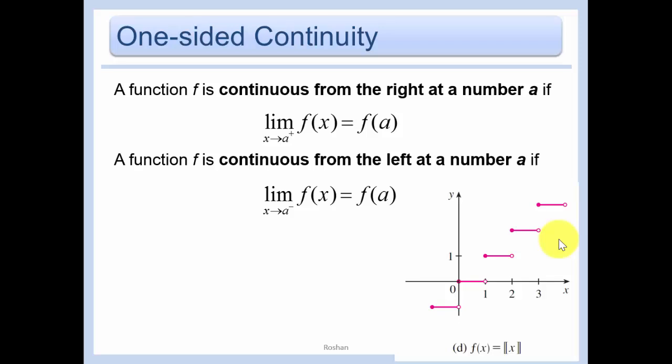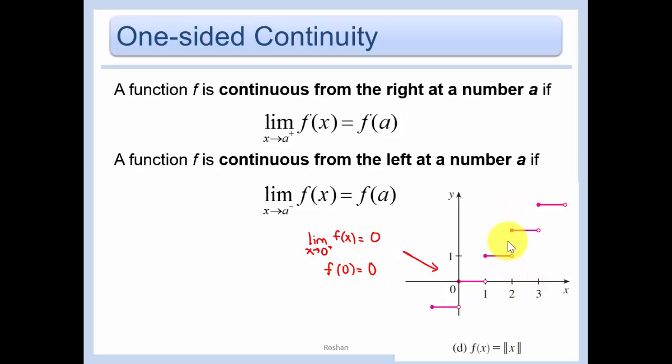We can also talk about one-sided continuity. So a function f is continuous from the right at a number a if the limit from the right equals the function value at that point. And a function can also be continuous from the left. So you can see in this function right here, we have continuity from the right because the limit as x approaches 0 from the right equals 0, and f of 0 also equals 0.